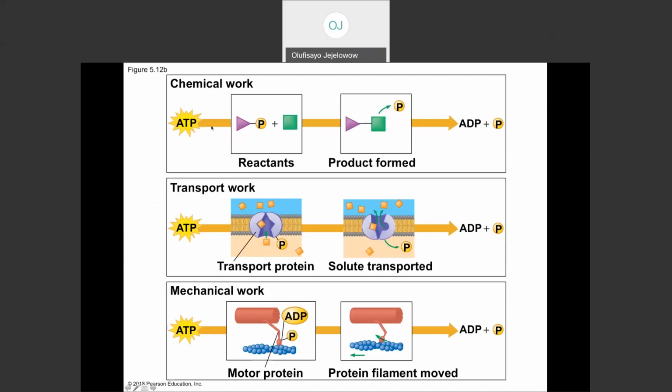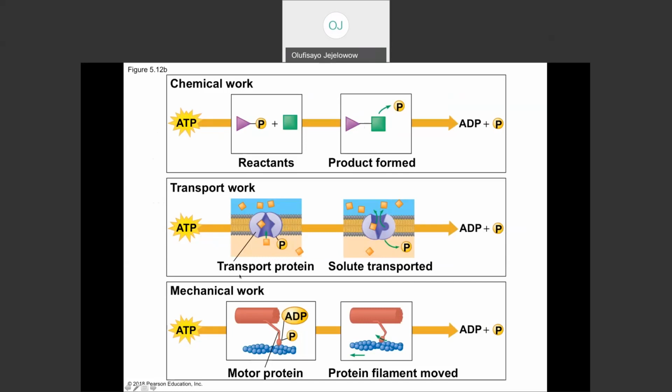So the phosphorylation, taking the phosphate from ATP here, powers the reaction. Once the product is formed, the phosphate returns. And when the phosphate is removed from ATP, it becomes ADP. During transport work, again, as we saw earlier on, it can bind to the transport protein, causing a conformational change in protein structure, enabling transport across the biological membrane. Again, ADP and inorganic phosphate.